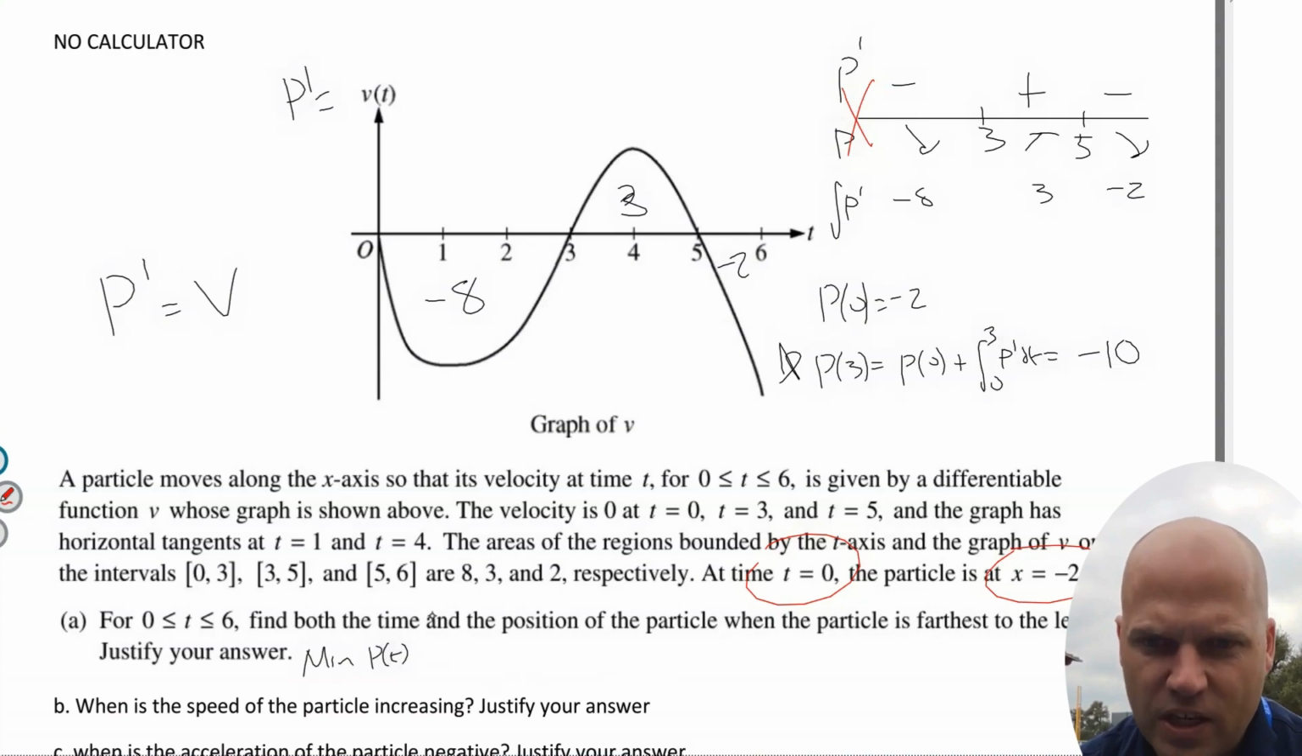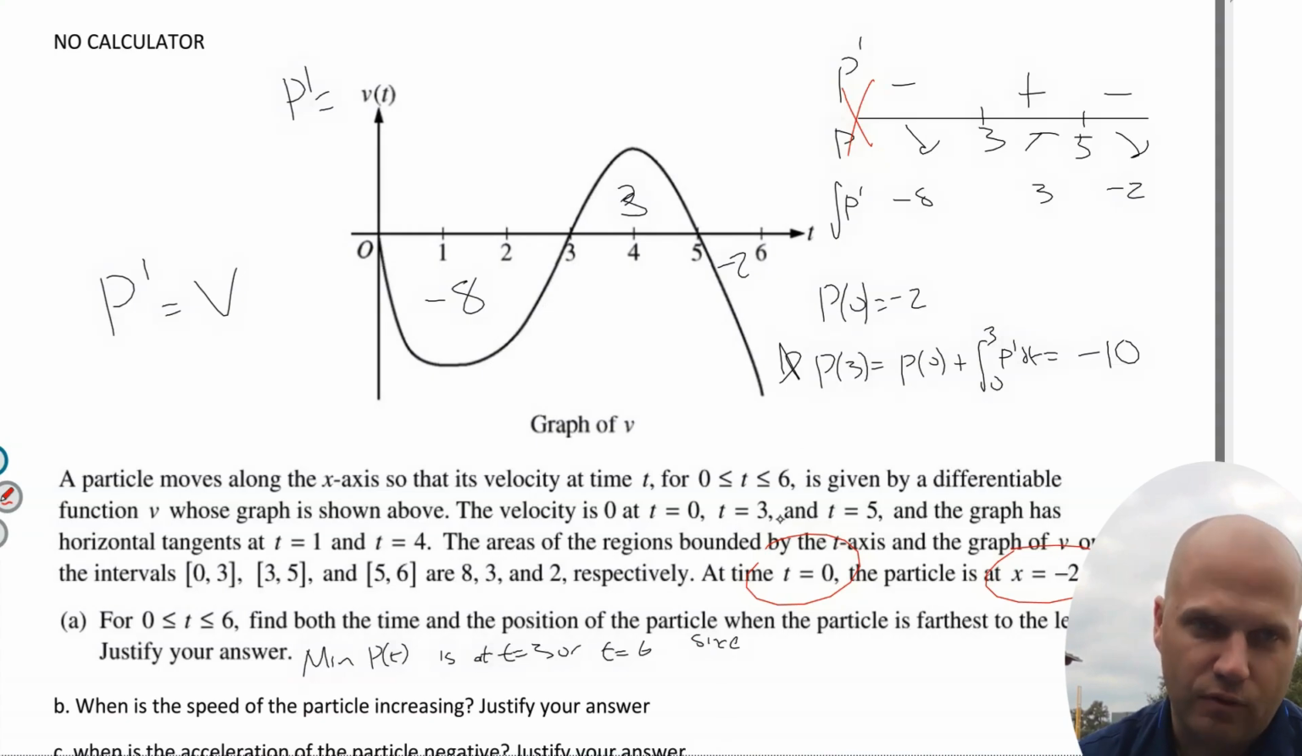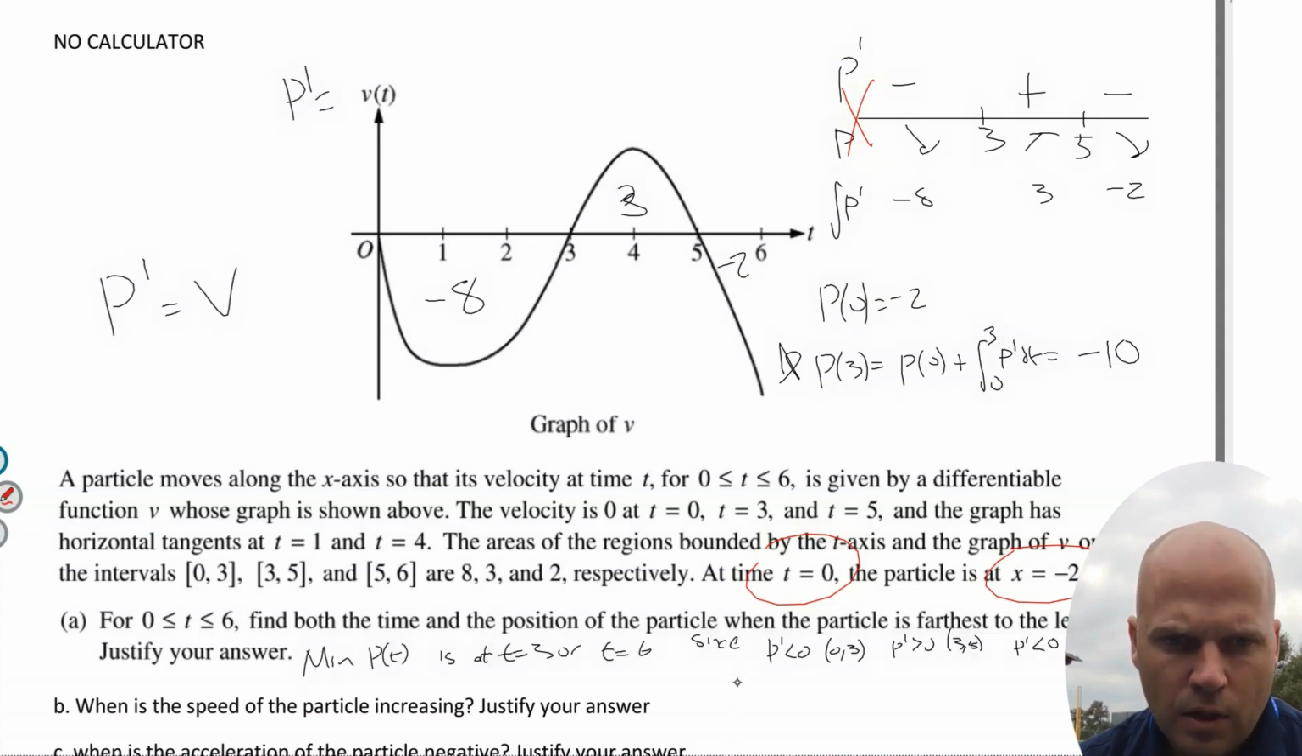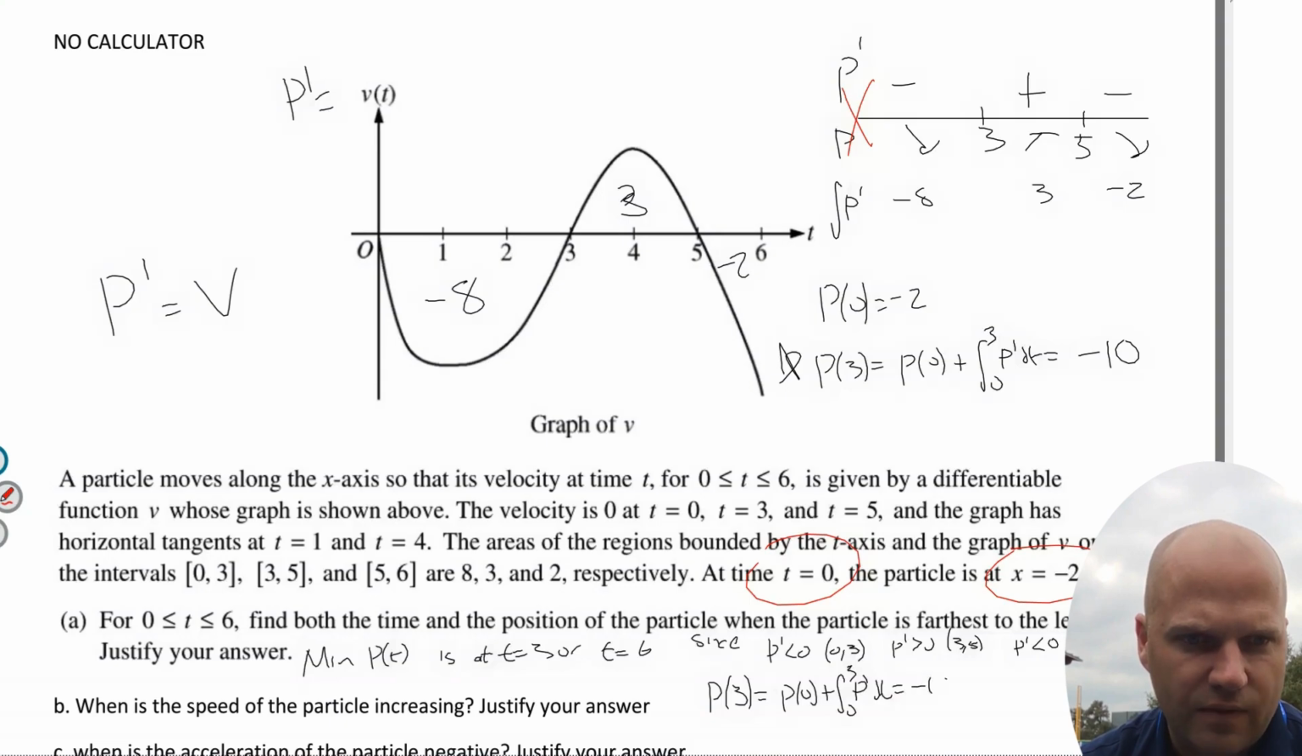The min of p of t is at t equals 3 or t equals 6, and you have to write it down: p prime is negative from 0 to 3, p prime is positive from 3 to 5, p prime is negative from 5 to 6. Cool. Then you compare your two candidates. P of 3 equals, you have to write it down, p of 0 plus the integral from 0 to 3 of p prime, which equals negative 10.